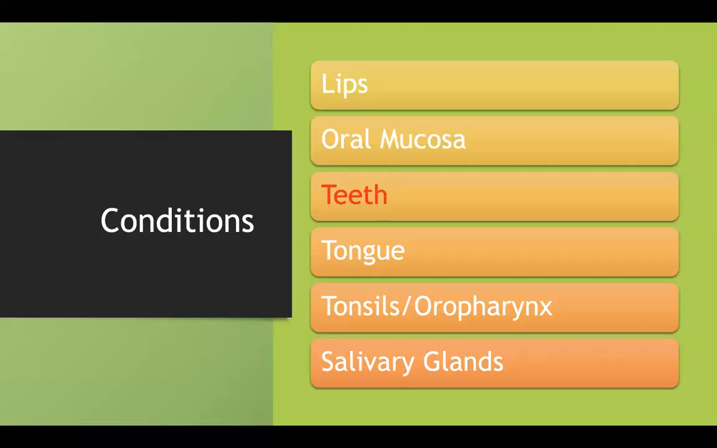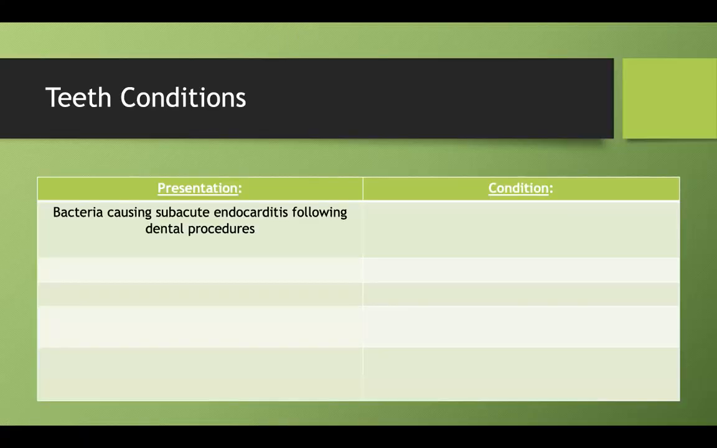And moving on to the teeth now. So what bacteria would cause subacute endocarditis following a dental procedure? Those are the viridans streptococci. And so oftentimes they won't say, hey, it's a viridans strep. They'll put Strep anginosus or mitis or mutans or sanguinis. And I've seen all four of these tested. So you really do have to know each of these four can be the causative agent in subacute endocarditis after a dental procedure.